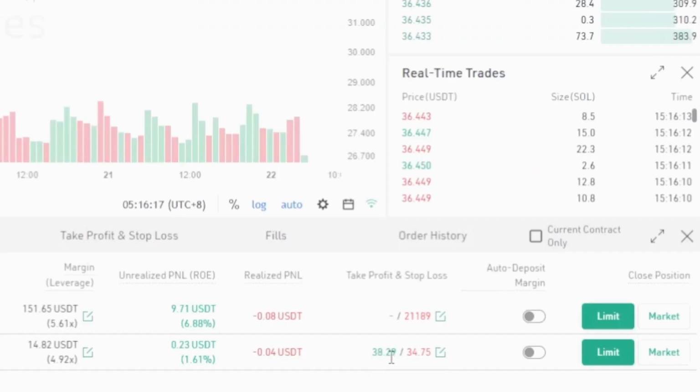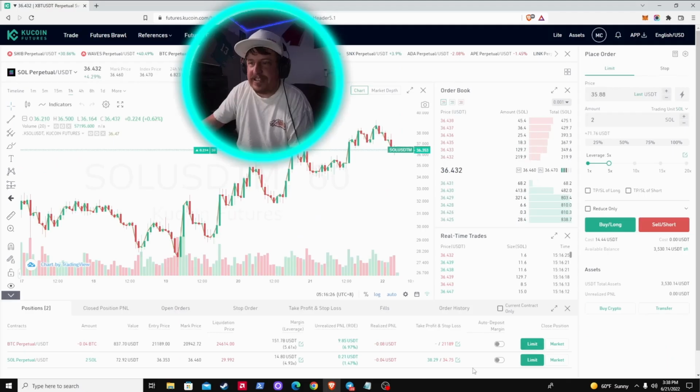You can see that this one has a take profit on it, which is why it shows that green there. This is the stop loss there. This one up here, my Bitcoin, my original position, doesn't have a take profit because I haven't set one yet, right? So that's the difference between those two.